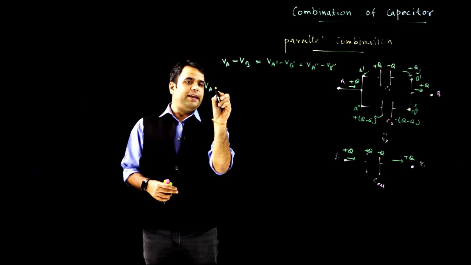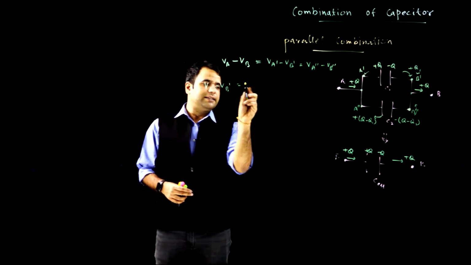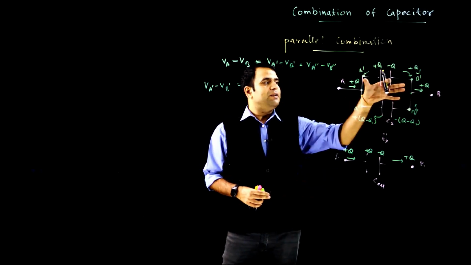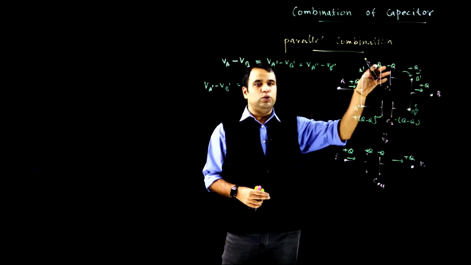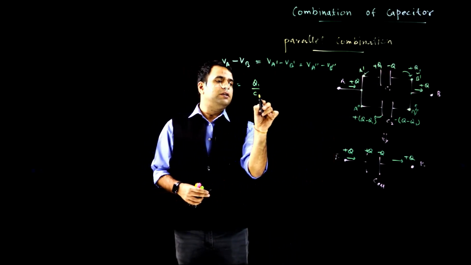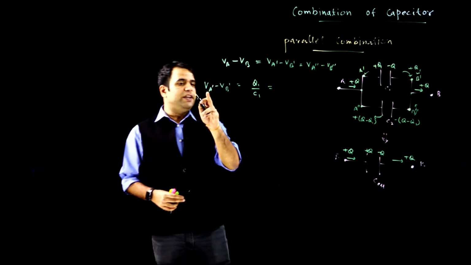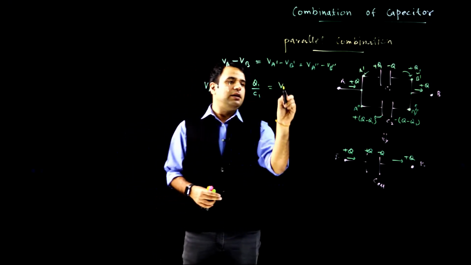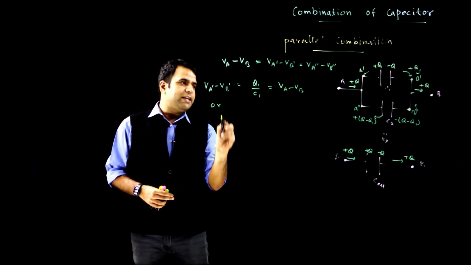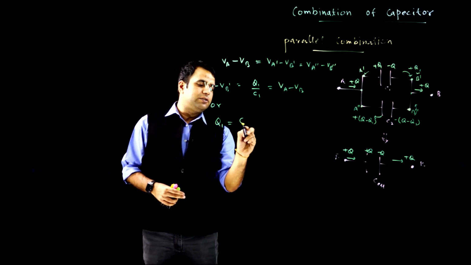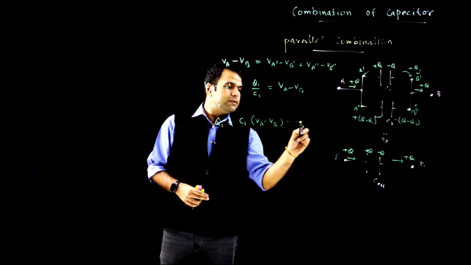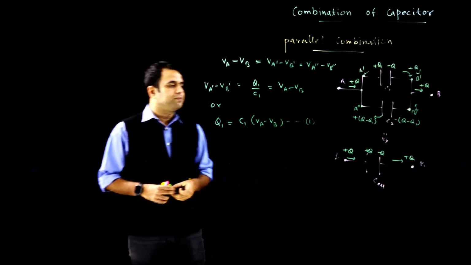Let's calculate the potential between these two points, VA dash minus VB dash. The potential will be equal to the charge on the capacitor divided by capacitance. So it will be Q1 upon C1, and as we know, this VA dash minus VB dash is nothing but VA minus VB. Or we can say Q1 is equal to C1 times VA minus VB. This is my equation 1.